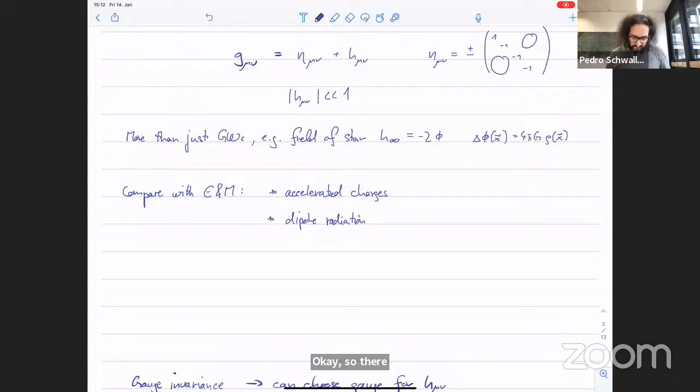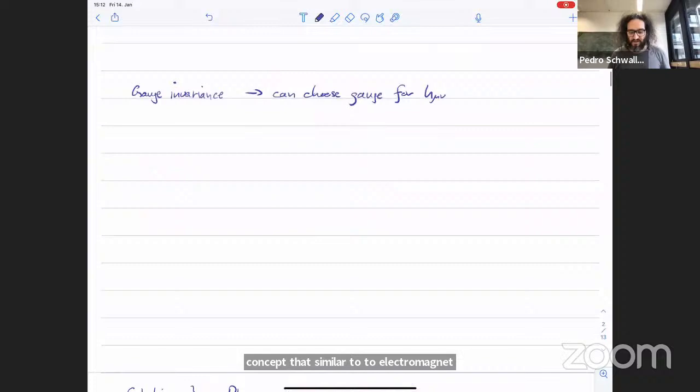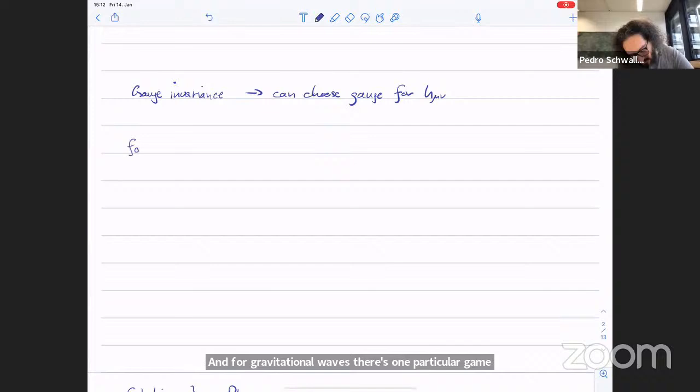Okay, so there's also gauge invariance, again, a concept that's similar to electromagnetism. And this means that we can choose a gauge for our perturbation, for our small h mu nu. And for gravitational waves, there's one particular gauge that's rather useful. And this is the so-called transverse and traceless gauge.